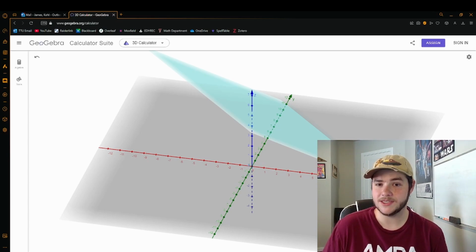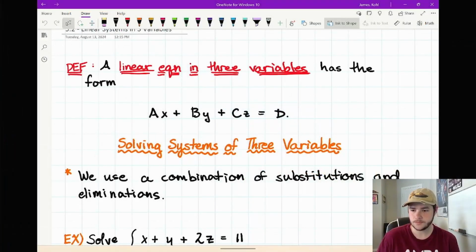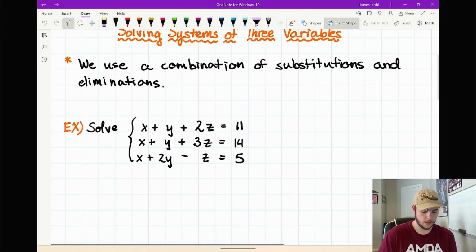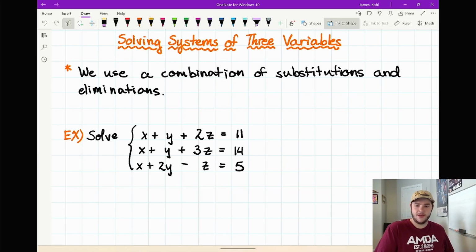Okay, let's get back to solving these systems. So, a system of 3 equations and 3 variables looks like this. In order to solve for 3 variables, we need 3 equations. In order to solve for 2 variables, we need 2 equations, 4 variables, 4 equations, and so on. So, to do that, we use a combination of substitutions and eliminations.